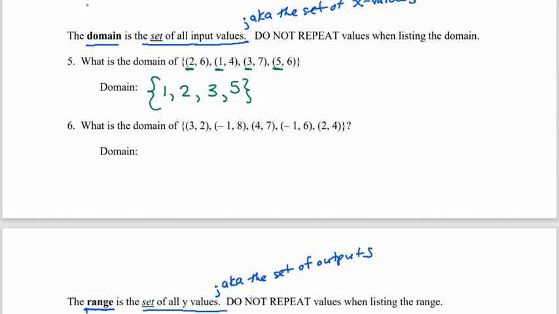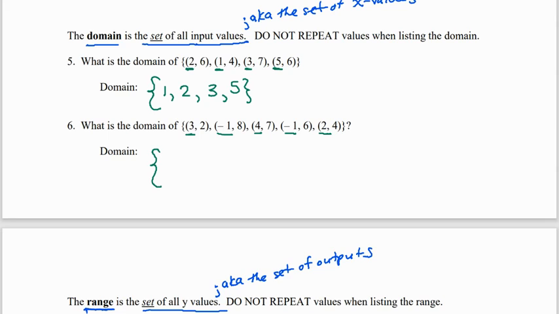Okay, so for number 6, we have the ordered pair 3, 2. I'm underlining the x value of 3. Then we have negative 1, 8. I'm just going to underline negative 1. 4, 7. I'm just focusing on the x value of 4. And same thing, I continue with just underlining my x values. Those underlined numbers are what's in my domain.